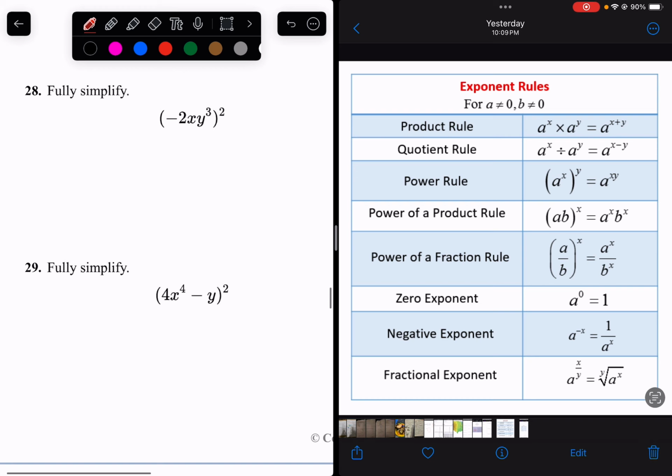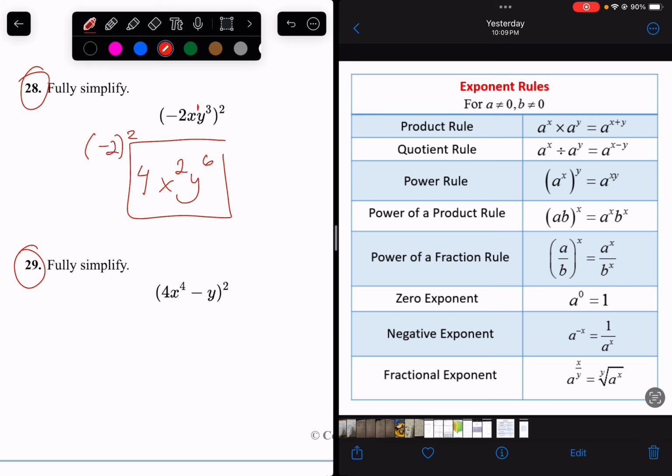Okay, so for these two, this one's kind of a review of what we did earlier in the video, but I want to make sure we contrast that with this guy here. So let's go ahead. We're going to apply the power of a product rule here. Everything on the inside is being multiplied, so we can just distribute that power. Now, remember, when we have a negative, we have to make sure we put that in parentheses. Negative 2 squared is going to give us a positive 4. And keep in mind, when there's no exponent there, it's an implied 1. So 2 times 1 gives us 2. And we're going to get y to the 6. Remember, when you raise a power to a power, you multiply.